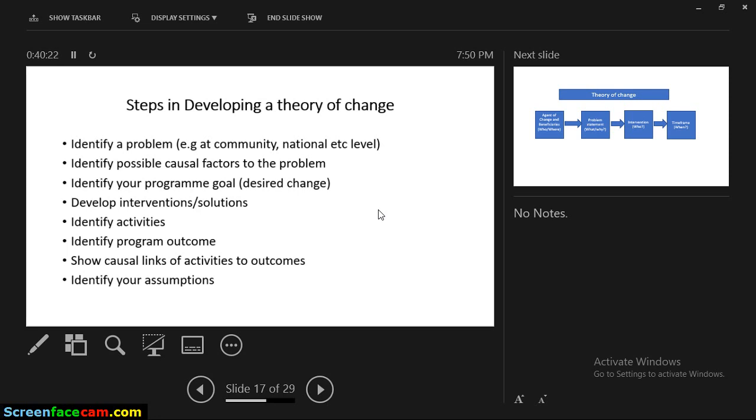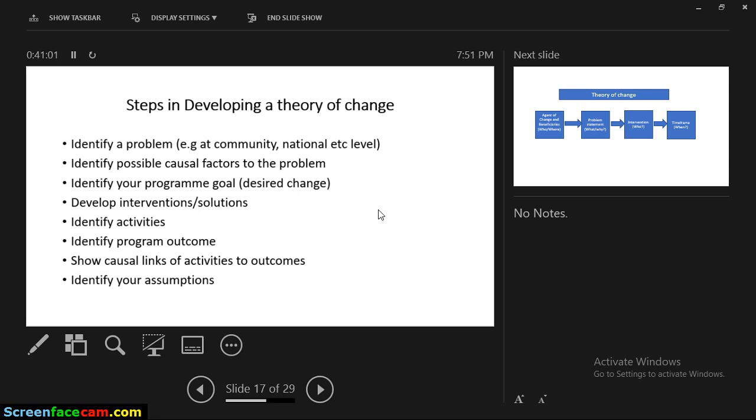Then show causal links of activities to the outcome. This is what we're trying to show in the logic model, right? How to show that this will lead to this and this will lead to this. Even in the logical framework, it's like that because it starts at the inputs, then activities. They need to show how everything will happen from the resources all the way up to the desired change, which is the impact. In this case, we're talking about knowledge shaping, isn't it? Then identify your assumptions. Which framework talks about assumptions?